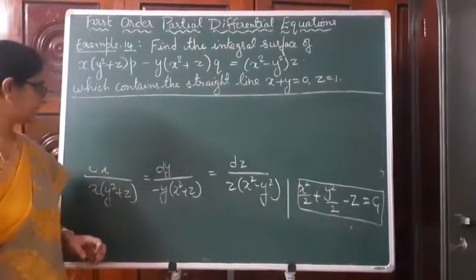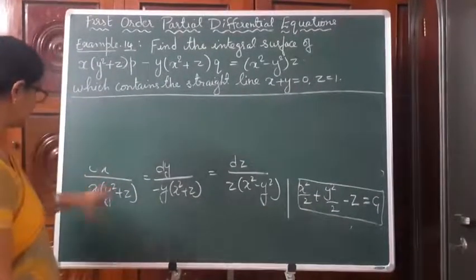Now for the second set of multipliers, what shall we take as the second set of multipliers?